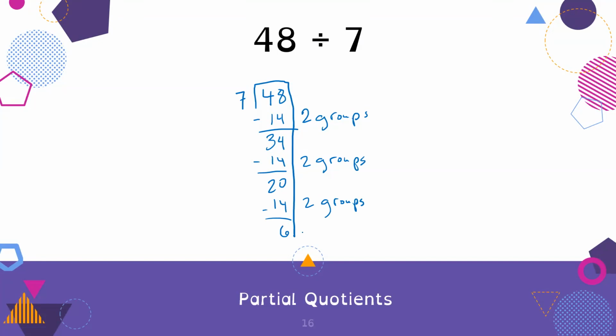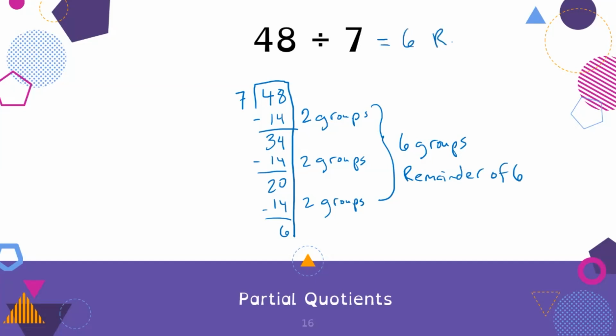Do we have any more groups of 7 that we're going to be able to divide equally? No, we don't. So instead we see that we have 6 groups with a remainder of 6. So 48 divided by 7 is 6 with a remainder of 6.